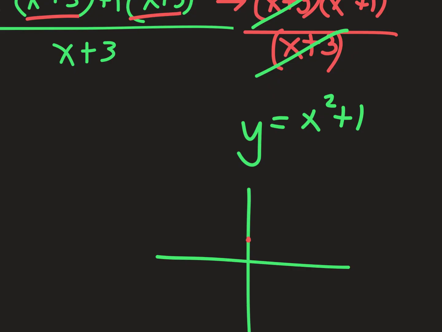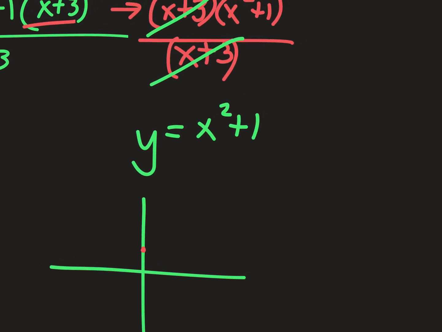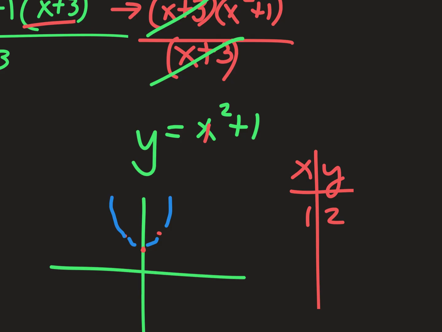Now, if you forgot how all that works, you can just make an XY chart, graph enough points, and you'll find your parabola. You know, stick in 1. Okay, 1 squared is 1, plus 1 is 2. 1 comma 2. Okay, and that's over 1 and up 2. And long story short, your parabola looks like this.